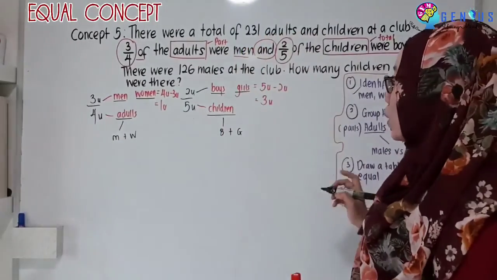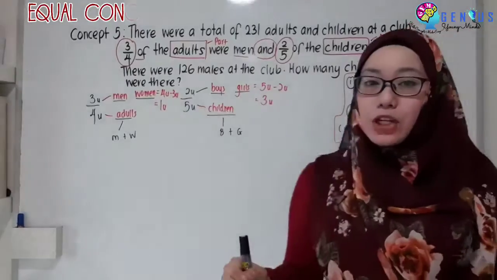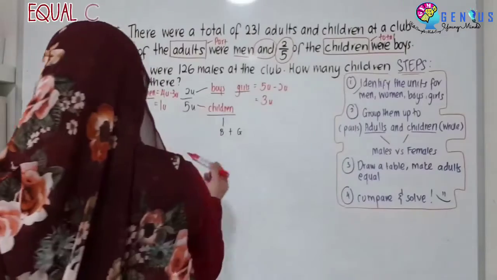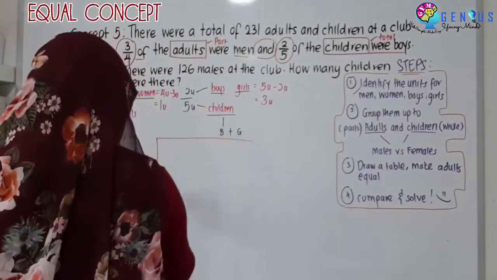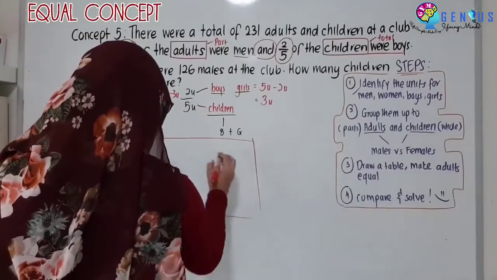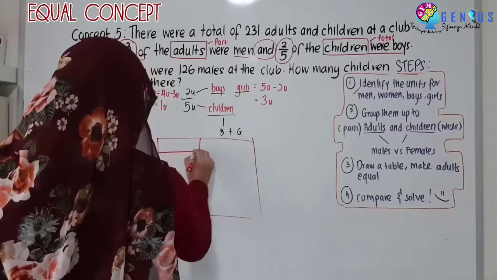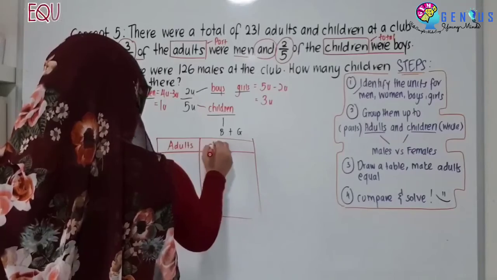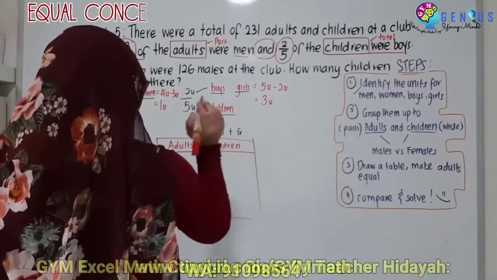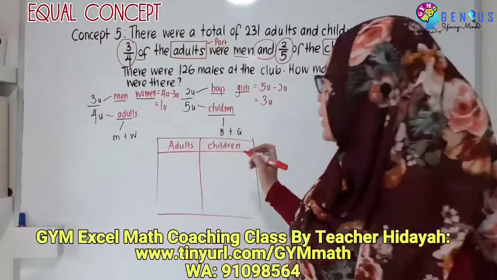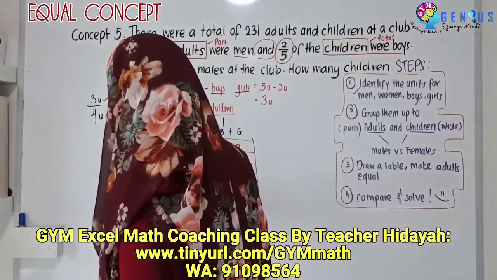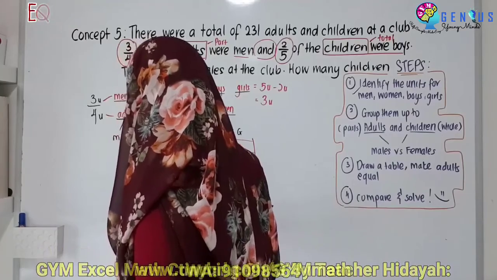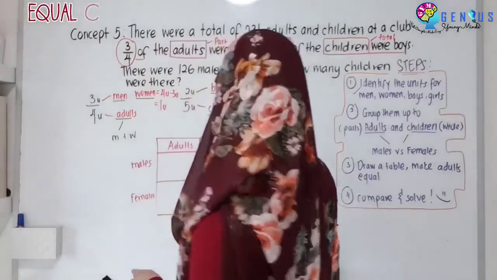So we have to regroup them into males and females. How do we do that? Let me just draw you the box first. So we have here adults, then here children. Now we are going to put in the males and the females. Then we draw a line.